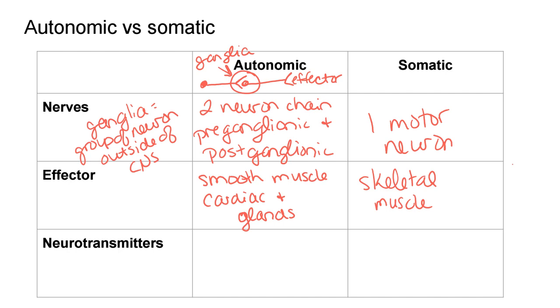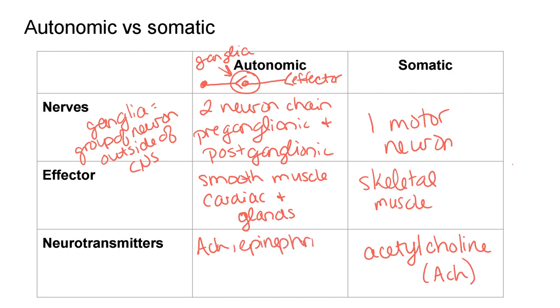The neurotransmitter that we're going to see released at the somatic nervous system, if you remember, was acetylcholine at the neuromuscular junction. We'll see that later, abbreviated ACh. Our autonomics will also use acetylcholine, but will also use epinephrine, or more commonly, norepinephrine. These are what we think of as adrenaline.